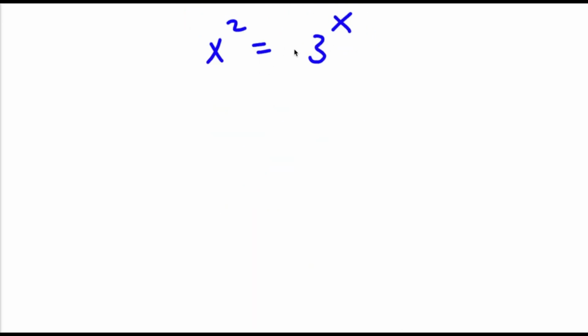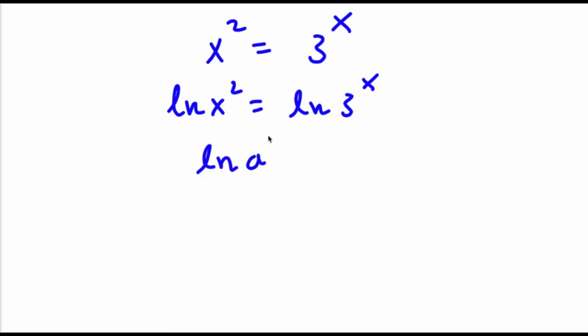So we have x squared is equal to 3 to the power of x. Now what I'm first going to do is take the natural log, which is ln, on both sides. So now I have ln of x squared is equal to ln of 3 to the power of x. So now, if I have something in the form ln a to the power of b, I can actually move this exponent b to the front of the logarithm. So ln a to the power of b is equal to b times ln a.